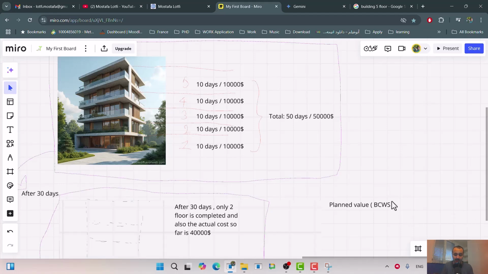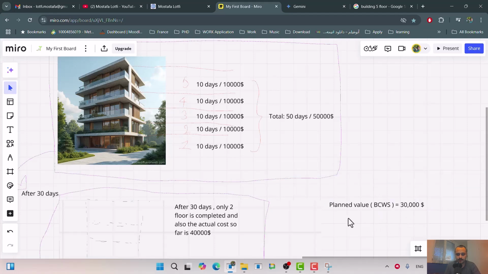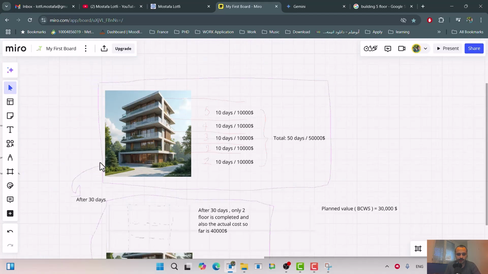So in our case, because 30 days passed, your expectation was to complete how many floors? 3 floors. And how much you expected to be the cost of these 3 floors? 30,000, right? So here in this example, our planned value, or PV, is equal to 30,000. Okay, you get it?